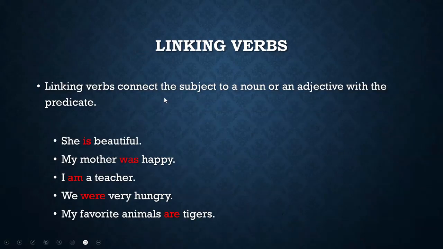Linking verbs connect the subject to a noun or an adjective in the predicate. She is beautiful. My mother was happy. I am a teacher. We were very hungry. My favorite animals are tigers. So these linking verbs allow the subject to connect to nouns or adjectives in the predicate. They will tell you more about it by using that linking verb.